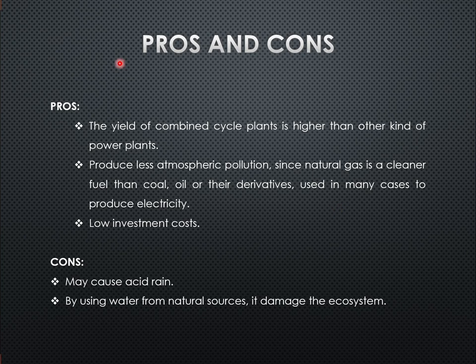Well, now let's see the pros and the cons of this process. The pros: the yield of combined cycle plants is higher than other kinds of power plants. They produce less atmospheric pollution, since natural gas is a cleaner fuel than coal, oil, or their derivatives, used in many cases to produce electricity, and they have low investment cost. And the cons: it may cause acid rain, and by using water from natural sources it damages the ecosystem.